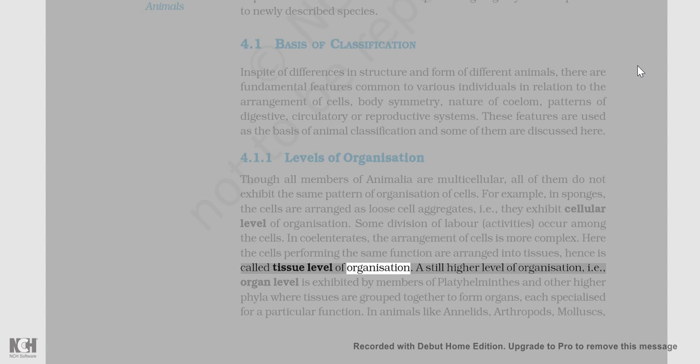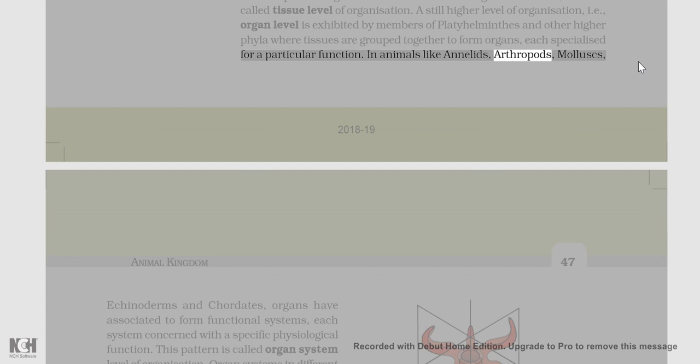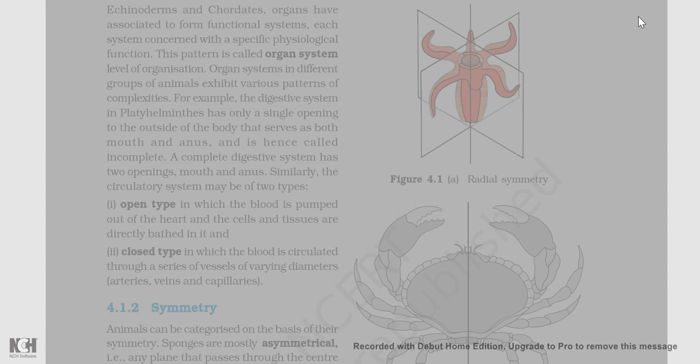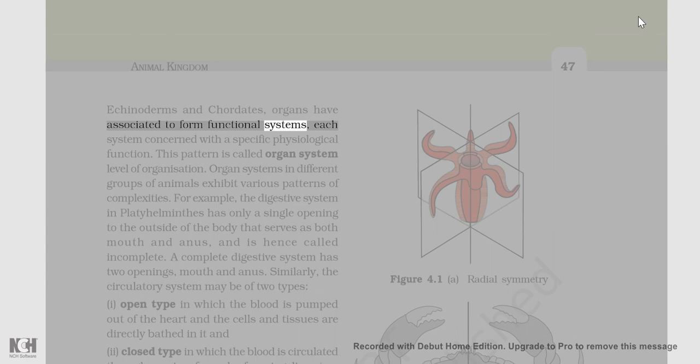A still higher level of organization, i.e., organ level, is exhibited by members of platyhelminthes and other higher phyla, where tissues are grouped together to form organs, each specialized for a particular function. In animals like annelids, arthropods, mollusks, echinoderms and chordates, organs have associated to form functional systems, each system concerned with a specific physiological function. This pattern is called organ system level of organization. Organ systems in different groups of animals exhibit various patterns of complexities.